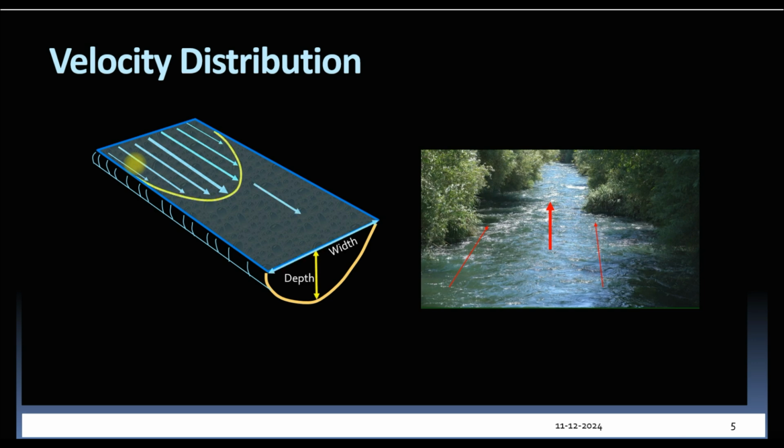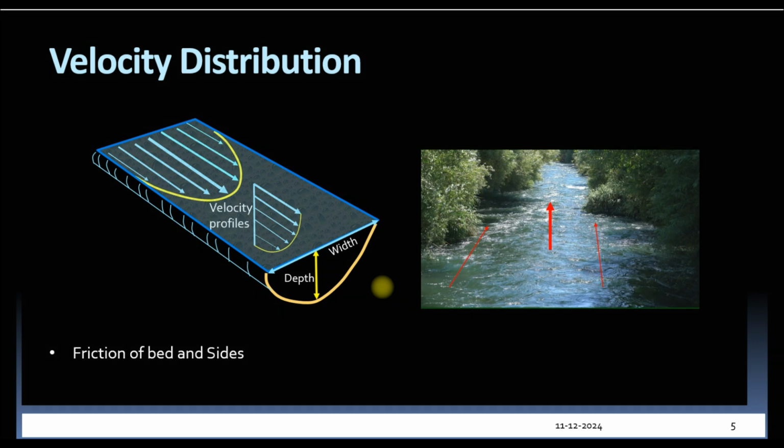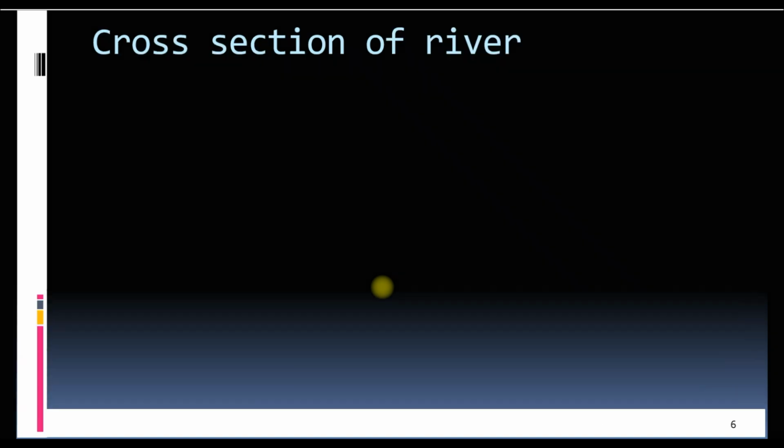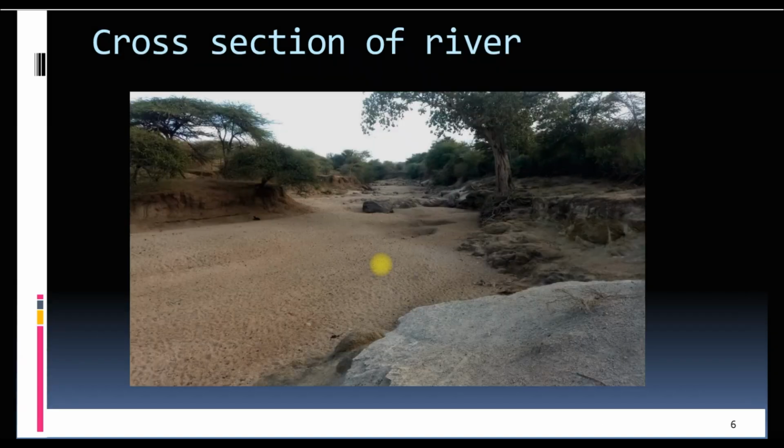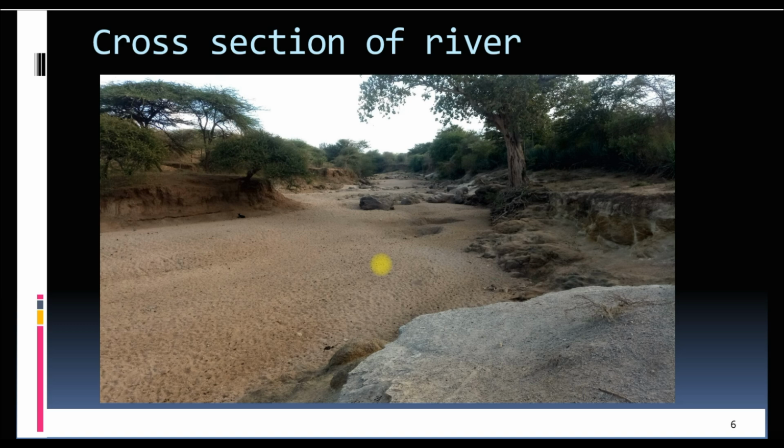Similarly, if we observe the flow of water along the river's depth, velocity is higher at the top and then decreases towards the bottom. The velocity is less at the bottom and the sides because of the friction of the bed and the sides. Friction is dependent upon bed and side material, which can be seen in a cross-section of a river if it is dry.